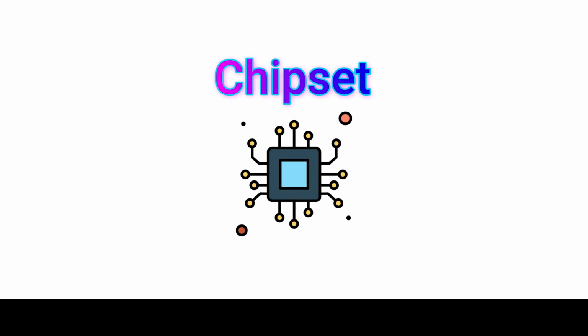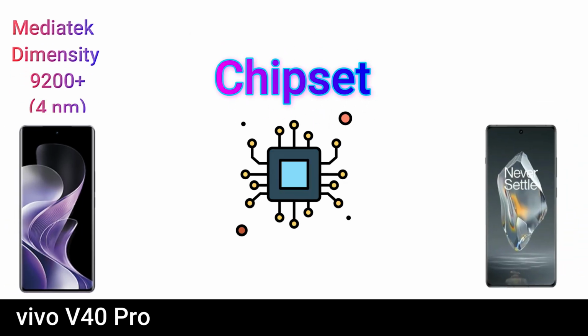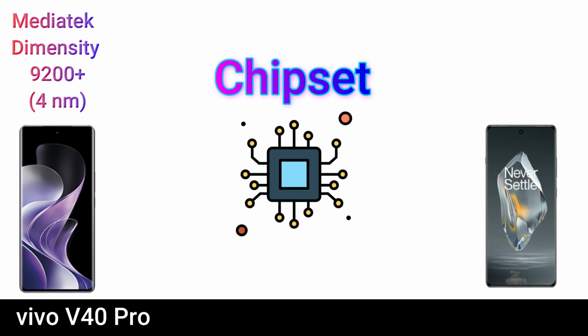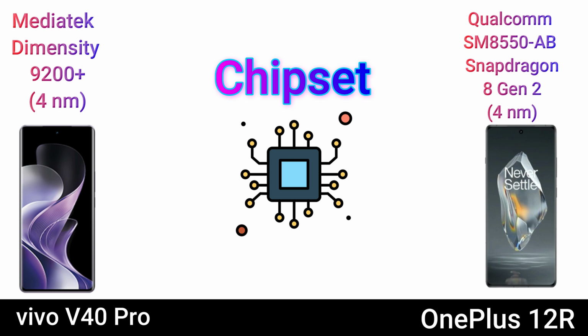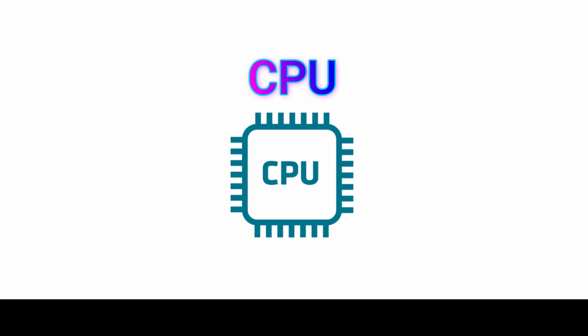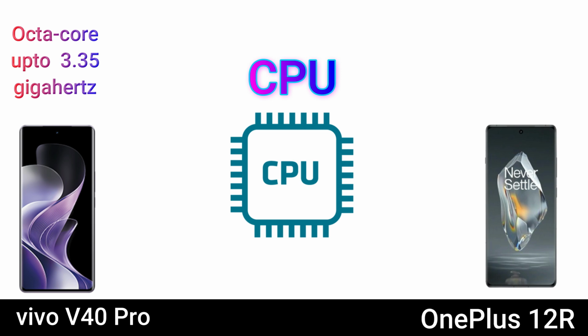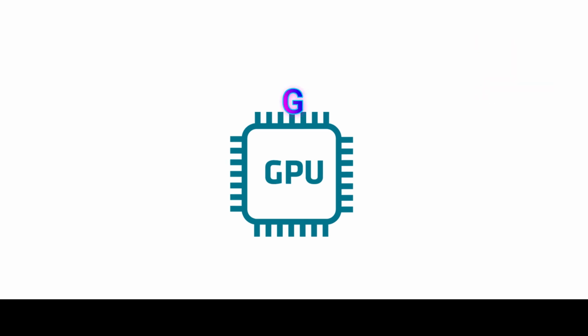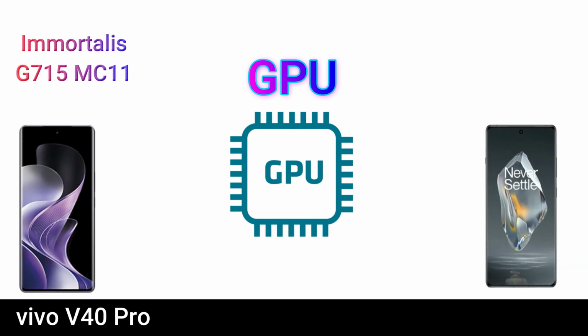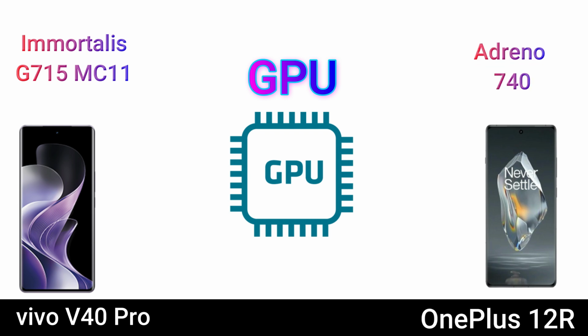Chipset. Chipset of Vivo V40 Pro is MediaTek Dimensity 9200 Plus, 4 nanometers, while chipset of OnePlus 12R is Qualcomm SM8550-AB Snapdragon 8 Gen 2, 4 nanometers. CPU. CPU of Vivo V40 Pro is octa-core up to 3.35 GHz, while CPU of OnePlus 12R is octa-core up to 3.2 GHz. GPU. GPU of Vivo V40 Pro is Immortalis G715MC11, while GPU of OnePlus 12R is Adreno 740.